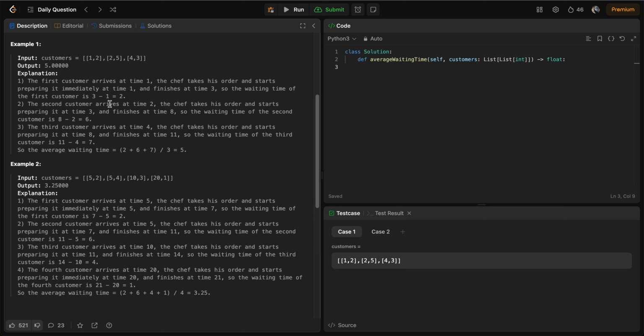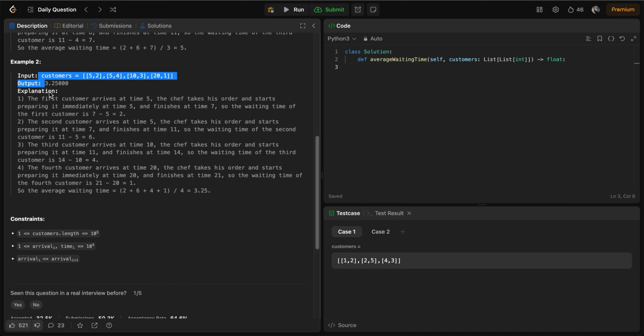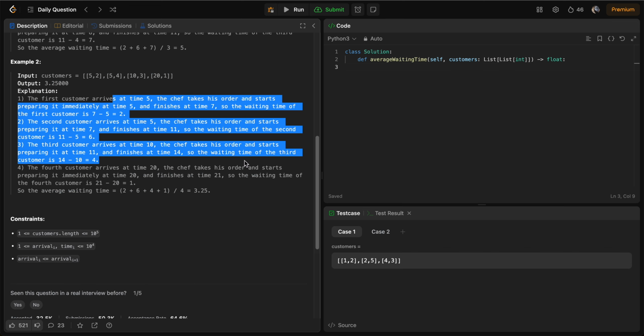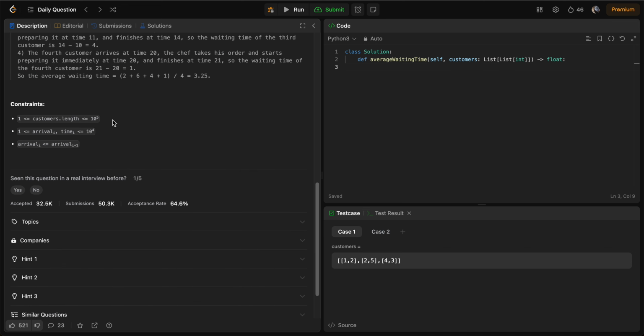So then the second customer arrives at time 2. The chef takes his order, starts preparing it at time 3, finishes at time 8. So the waiting time of the second customer is 8 minus 2 is equal to 6. And the third customer arrives at time 4. The chef takes his order, starts preparing at time 8, finishes at time 11. So the waiting time of the third customer is 11 minus 4 is equal to 7. And then we're going to add together all these waiting times, divide by 3, and we get the average waiting time of 5. And I'm assuming the second input is pretty much the same idea.